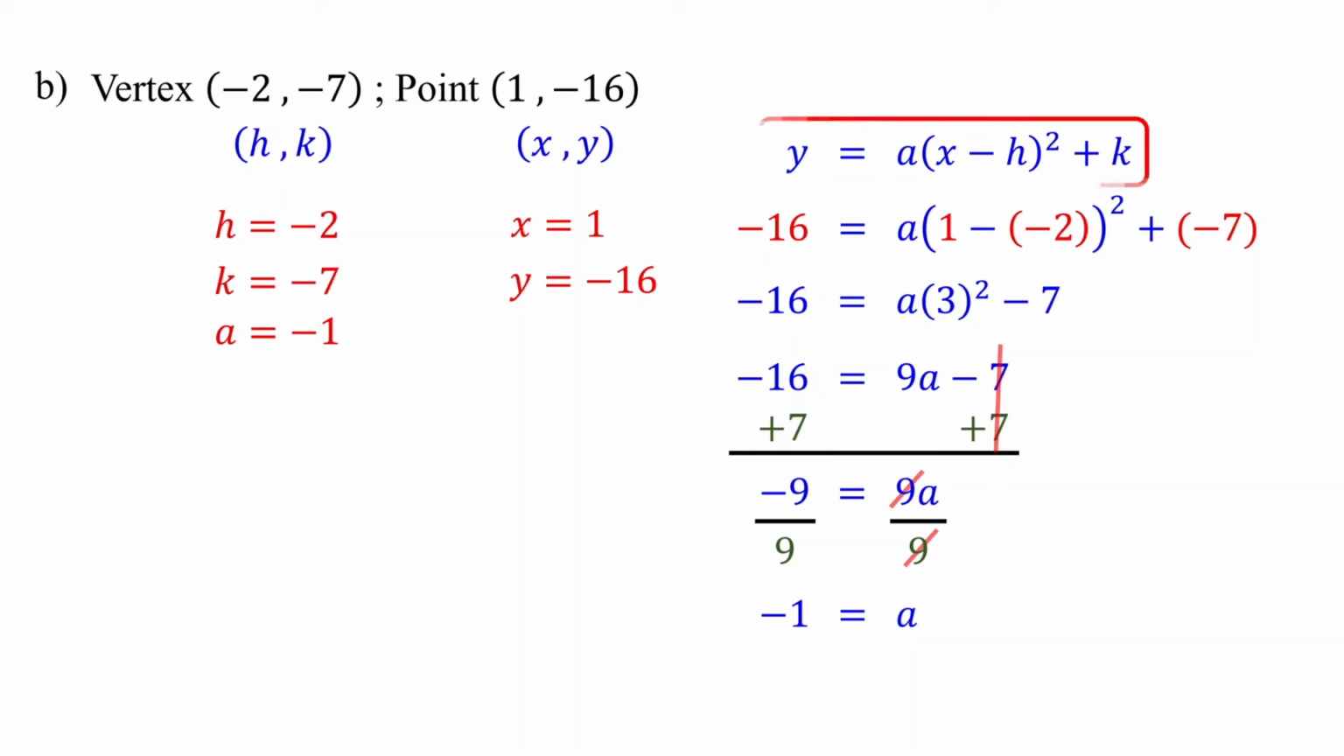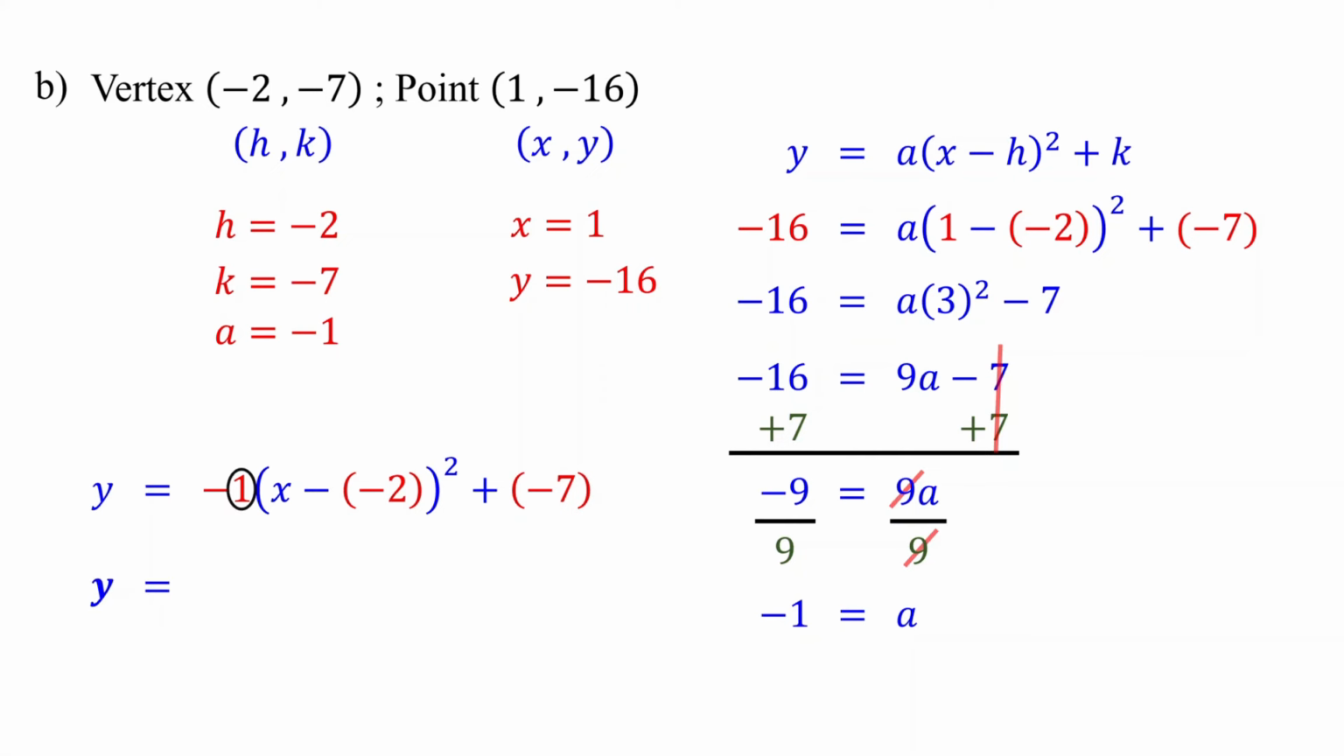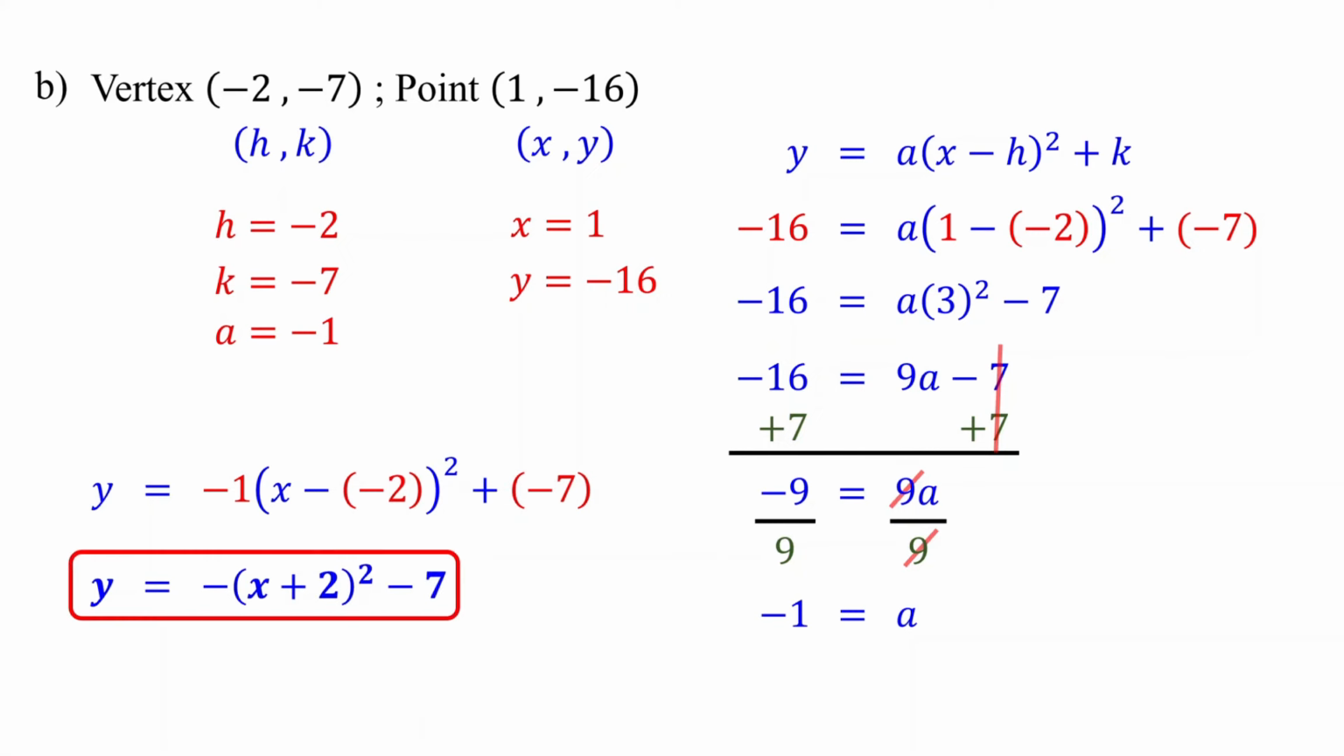Now, write the equation in vertex form by substituting the values of a, h, and k. Here, you do not need the 1, just the negative sign is enough. In the parentheses, negative times negative is positive. Here, positive times negative is negative. This is the equation of the quadratic function in vertex form.